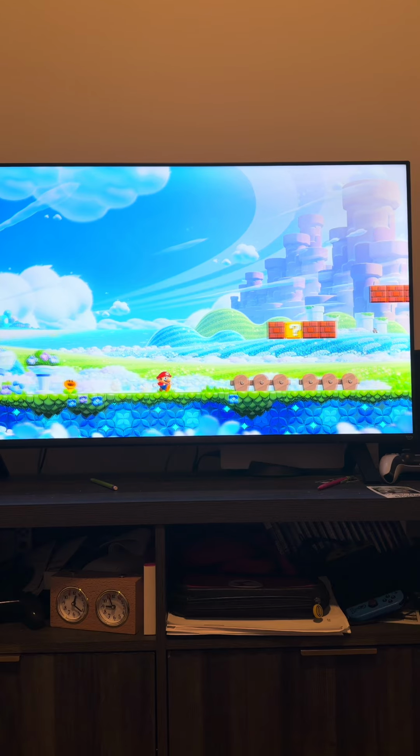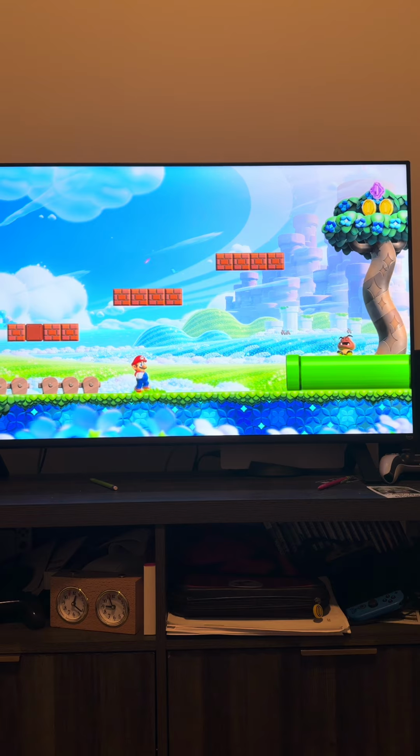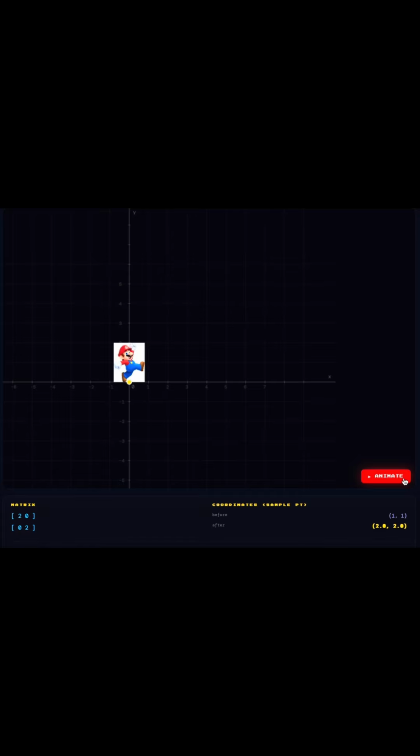Next up, we got another simple one. This is just a scale by a factor of 2. Mario grabs a super mushroom and he gets bigger. It's a 2x2 scaling matrix which doubles every coordinate, both the x and the y, so the whole sprite expands outward, and Mario doubles in size.